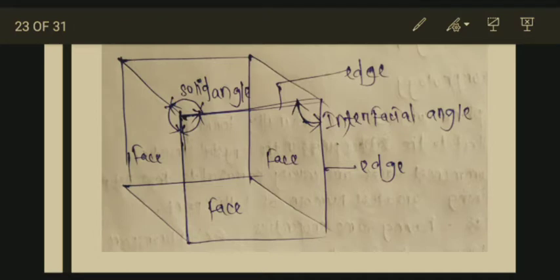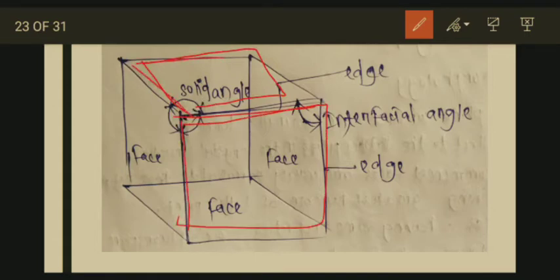I said that the face is the external expression of the internal atomic arrangement. The internal atomic arrangement of the crystal will be reflected in its face. That's why it is called the external expression of the internal atomic arrangement of the crystal. Then an edge: it is the line of intersection of two consecutive faces. Here this is one face and this is one face, two consecutive faces. But this line is the intersection of this face and this face. So this is one of the edges of that crystal.